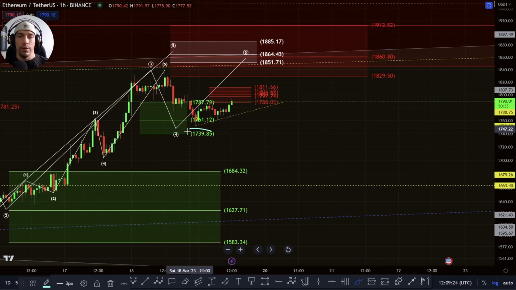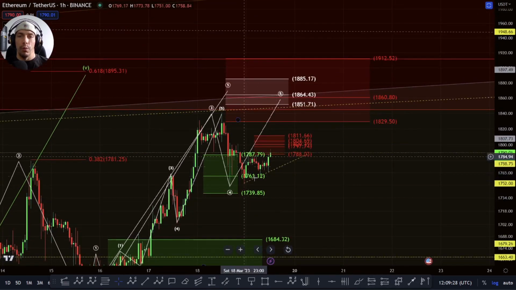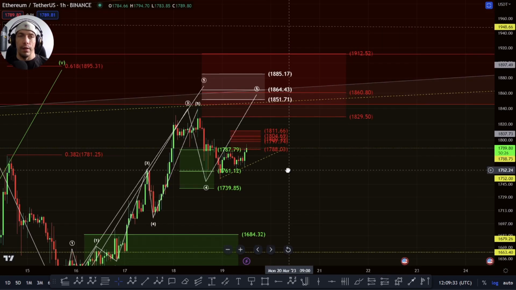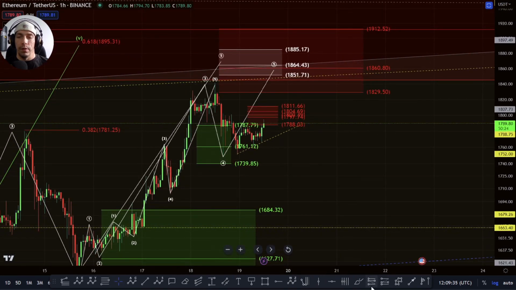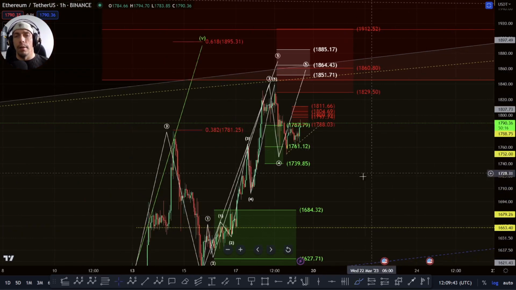For as long as we hold this 1739, there is always that possibility that we could push up one more time here. But if we start to lose this, it becomes less likely, and then we'd have to start looking at the possibility that either we have completed into this high here, or alternatively, this could be coming into another structure here where we form another 1, 2. So we're going to go over that now.